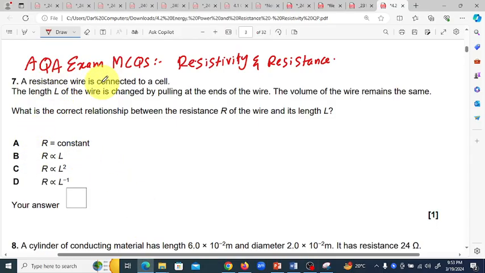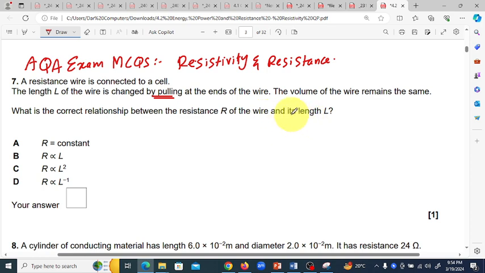A resistant wire is connected to a cell. The length L of the wire is changed by pulling the ends of the wire. So we pull the wire so that the length is changing. The volume of the wire remains the same; the volume does not change. What is the correct relationship between the resistance R and the length L?